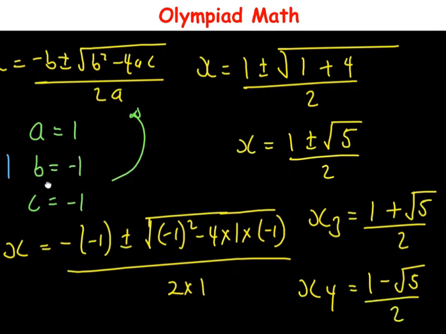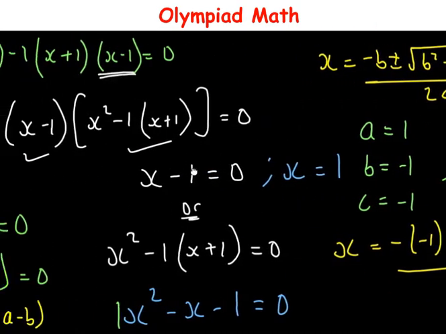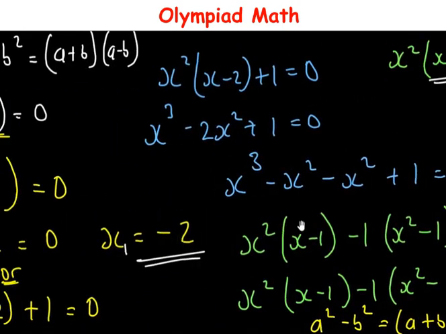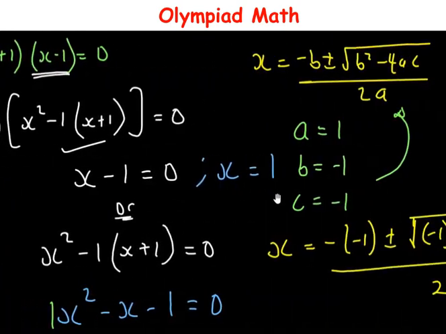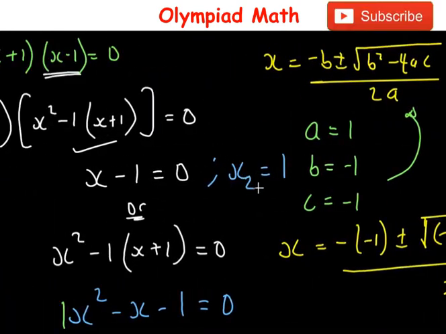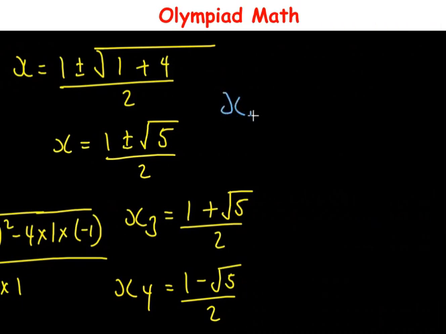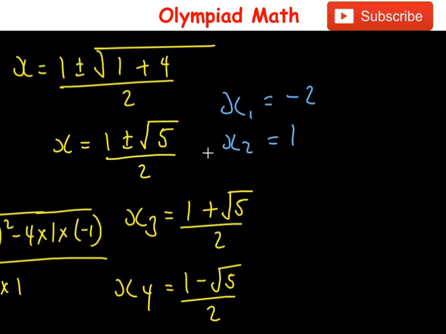Now recall that the previous solutions of x: the value of x1 is minus 2, the value of x2 is 1, and the values of x3 and x4 are these. So writing down the value of x1, which is simply minus 2, and the value of x2, which is simply 1. The next thing is to verify which of these solutions, x1 to x4, is the correct solution.